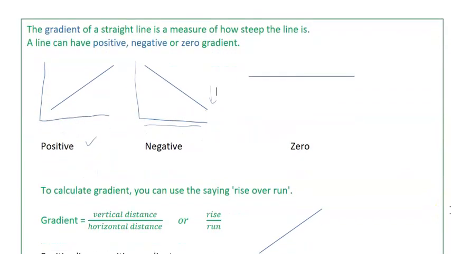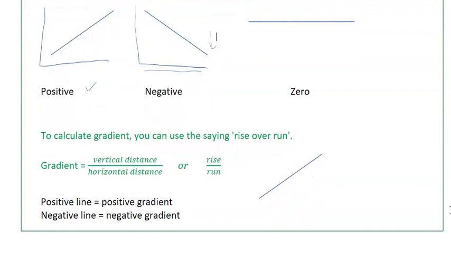To calculate the gradient, you can use the saying rise over run. It's a little bit easier to remember instead of gradient equals vertical distance over horizontal distance. Vertical, rise, horizontal, run. Just another way to remember it. So a positive line is a positive gradient, a negative line is a negative gradient.